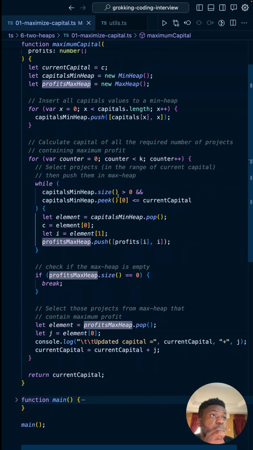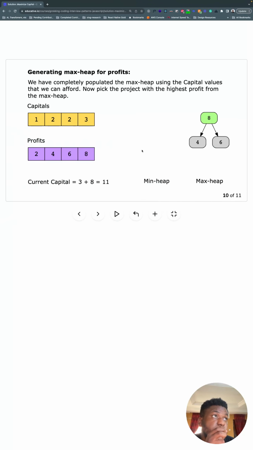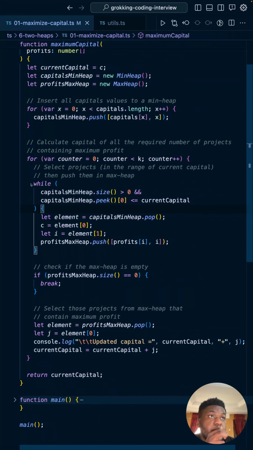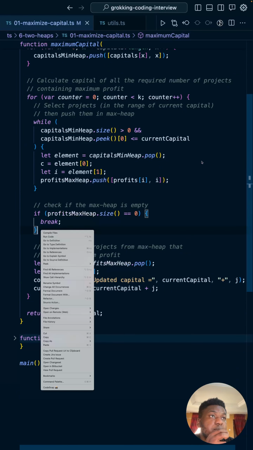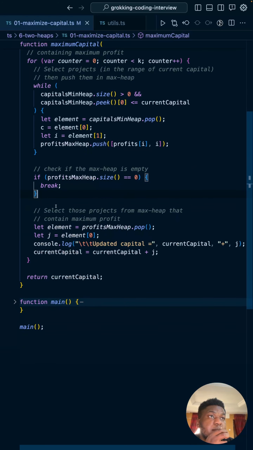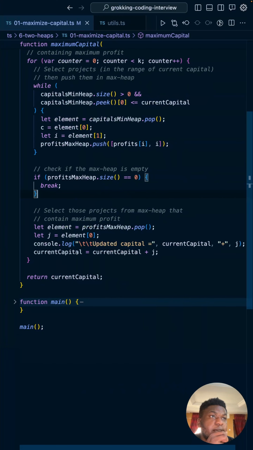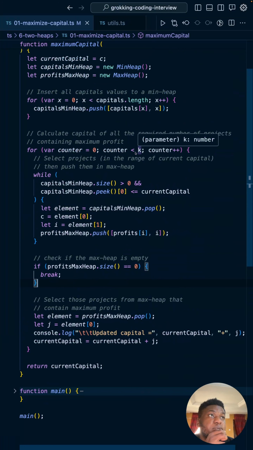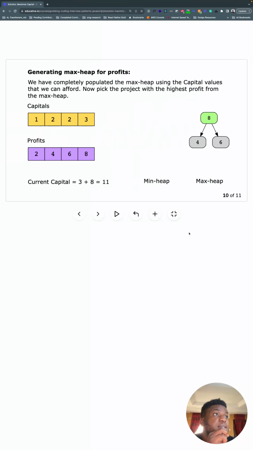And so now the size is not greater than 0, because the minimum heap is empty, as you can see. So we break out of this while loop, finally. And then, is profit max equal to 0? That's not true. So this doesn't happen. And we select the project from the heap that contains the maximum profit. So we take the biggest thing from here, and we add it to the current capital. And because we have hit K, we've used K opportunities, we just return the current capital and profit. That's it. That's all there is to this problem.